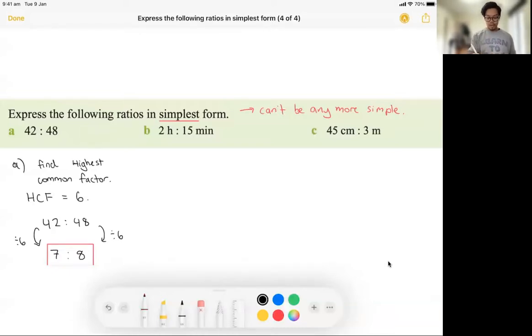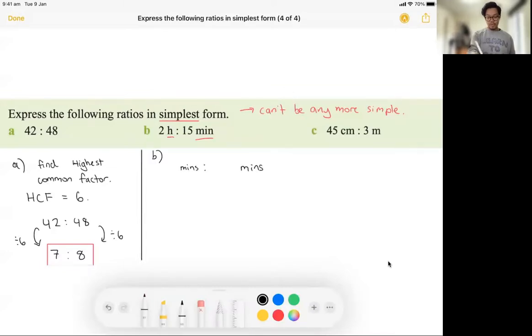Now, for something like part B, we've got part B here. And so we've got 2 hours and 15 minutes. I want you guys to think here. Hours and minutes, are they the same? No, right? They're very, very different. They're different measurements. They're still measuring time, but they're in different units. So what we have to do is change them both to something of the same. For me, it's going to be easiest, I think, to change both into minutes.